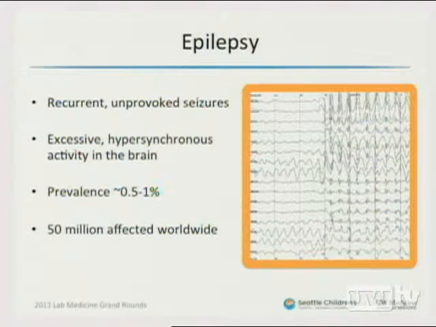So epilepsy, which is really not one disease, it's many diseases, but in general, epilepsy is characterized by recurrent, unprovoked seizures. And this is just an EEG shown here of a patient having an absence seizure. It affects 1 in 26 individuals. So it's a fairly common disorder.